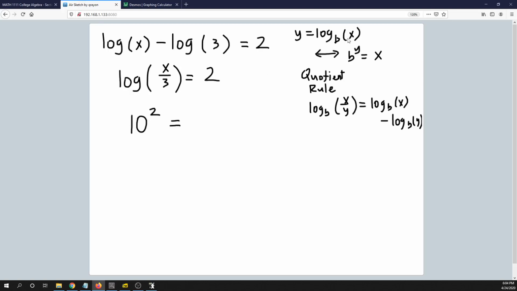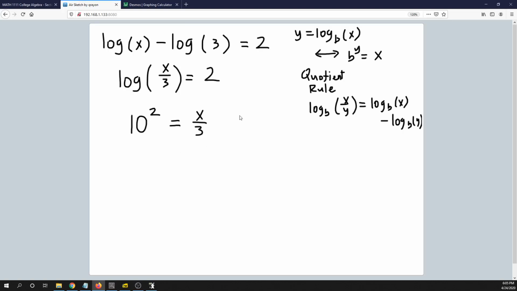And then what is inside the log in the logarithmic form goes on the opposite side of the exponential function, I should say. All right, so that's going to be x over 3. And that is it as far as the conversion.